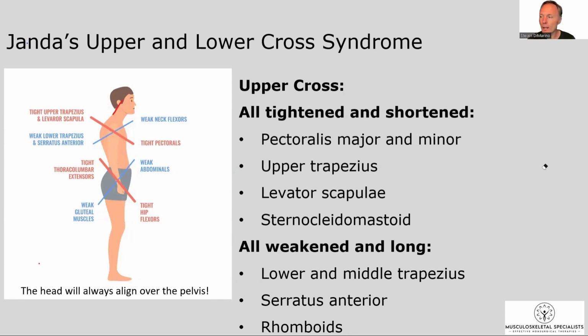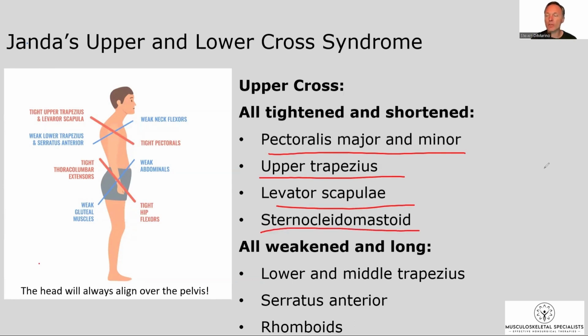Okay? And so what happens? You should probably screenshot this so you have it. Okay. So what's going on here? The pecs are getting tight, the upper traps are tight, the levator scap's tight, and the SCM tight. And if a muscle is tight, it's a weak muscle because it can't function. It's already contracted. So the whole system is weak, right? And so these muscles are weak and long: the lower trap, middle trap, serratus anterior, and the rhomboids.